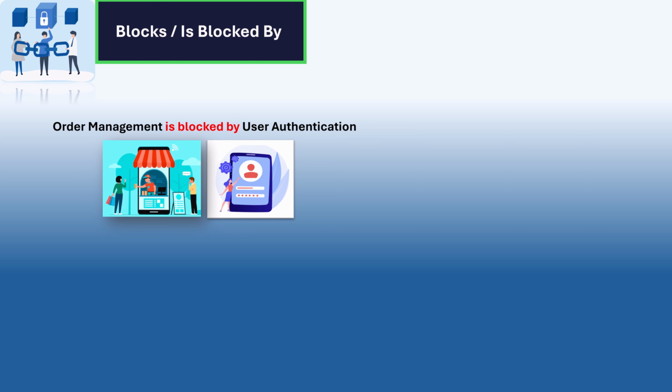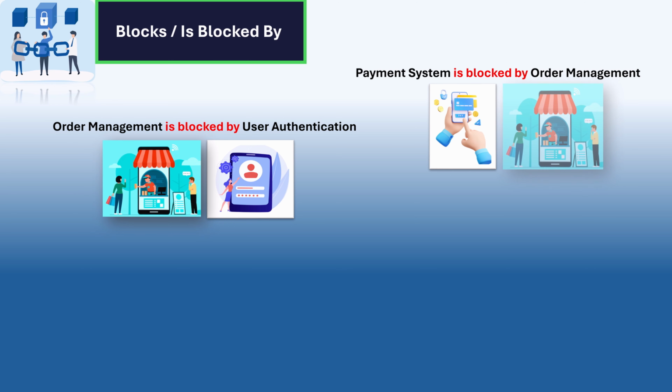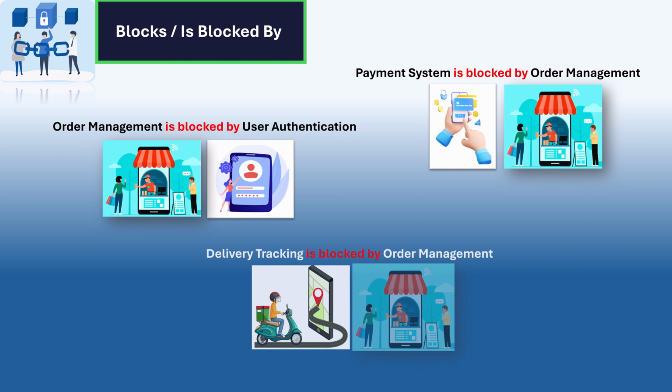Now let's see what happens if it is missing. The team may start developing order placement before the login is ready, maybe causing wasted effort and untestable functionality. We can have another example: a story under payment system is blocked by a story under order management. The idea is that you cannot process a payment without an order. Without this link, the team might implement payment flows that cannot be used or tested. Similarly, a story under delivery tracking is blocked by a story under order management. Tracking cannot start until an order exists. Without linking, deliveries may be scheduled before the orders are placed, and this causes operational errors.